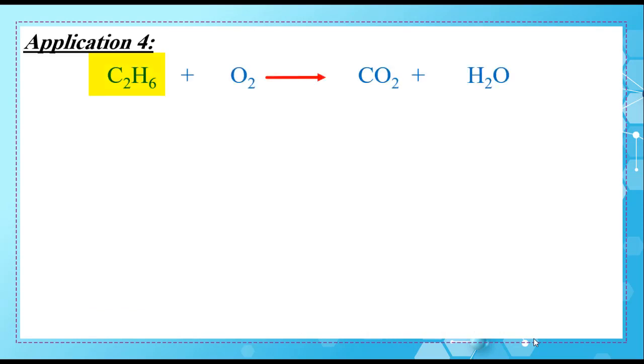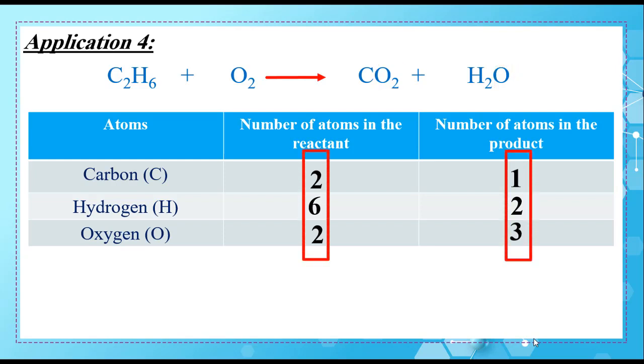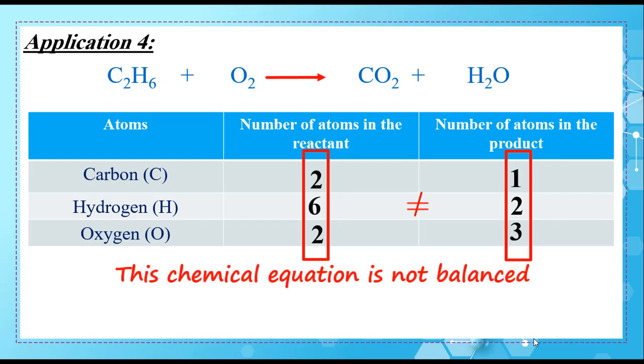Application 4. C2H6 plus O2 produce CO2 plus H2O. Is this equation balanced? By counting the number of each type of atoms on both sides of the equation, we obtain 2 carbon atoms in the reactant and 1 in the product, 6 hydrogen atoms in the reactant and 2 in the product, 2 oxygen atoms in the reactant and 3 in the product. By comparing the two sides of the equation, we observe that we have different number of each type of atoms. So this chemical equation is not balanced.